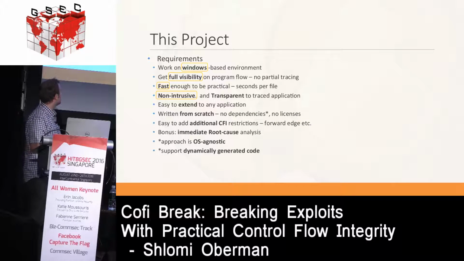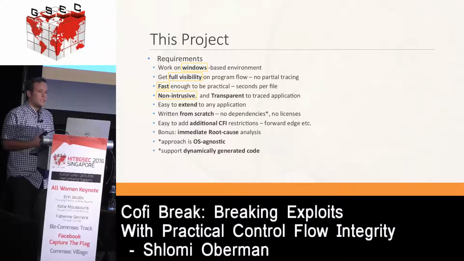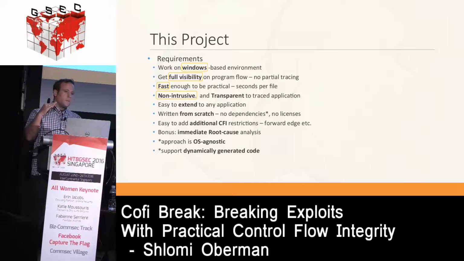So when we set out, we had several requirements for the project. Highlighted are the main ones. We wanted this to work on Windows-based applications, Windows-based machines, since these are the common enterprise machines. We wanted a full trace of the program flow, so we wanted to trace every part of the program and be able to reconstruct the complete flow of what a program does. We wanted to be fast.